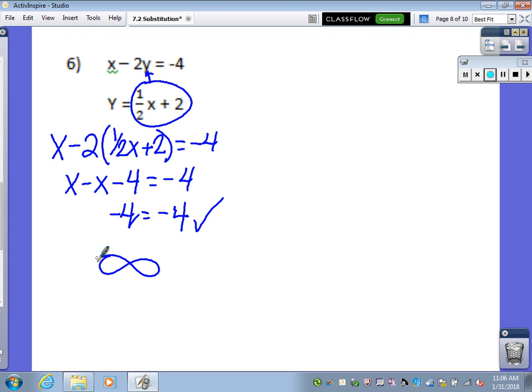We'll talk about this more in class next time, but this is the exact same as graphing. If I graphed each of these lines, they would be the same line. On the other ones, if I graphed them, they would intersect at the ordered pair.